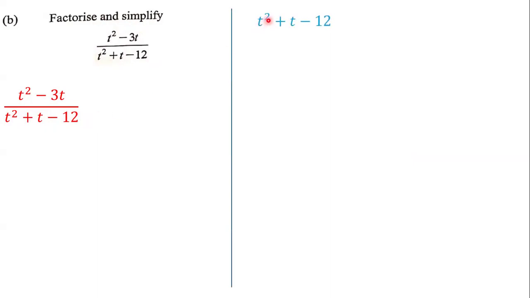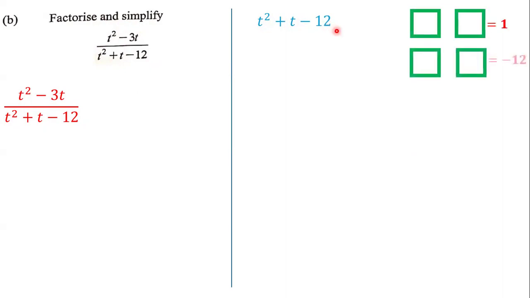We have t squared plus t minus 12. And so we ask ourselves the following question. Notice that this is plus t. And so if we have plus t, what we actually have is plus 1t, right? So 1 is the coefficient here of t. And so we ask ourselves, what two numbers can we use that when we add them, we get 1, and when we multiply them, we get negative 12?